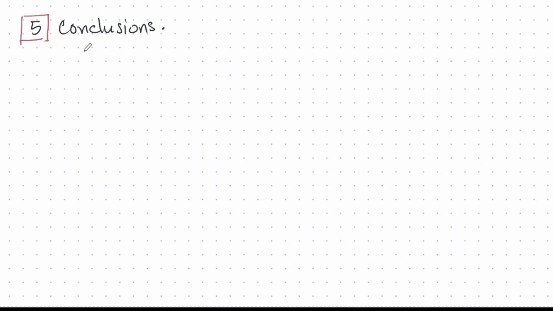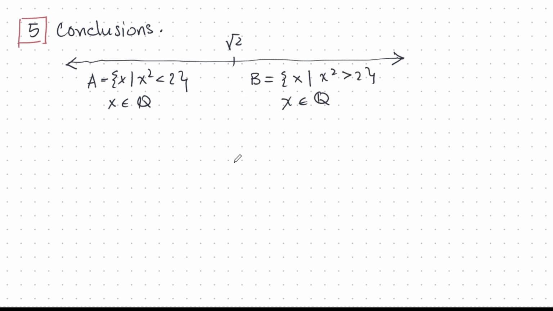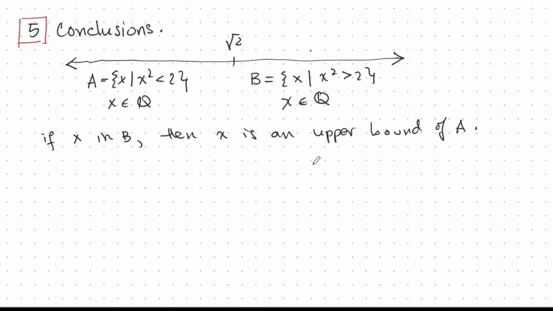Some conclusions. Let's draw those sets again. A is the set of all rational x such that x squared is less than 2, and B is the set of all x such that x squared is greater than 2. So B is up here. The first thing that we see is that any element of B is an upper bound of A. So any x over here is an upper bound of set A. So A is bounded from above.